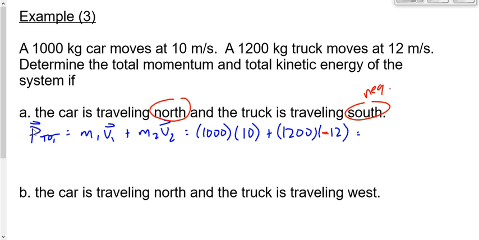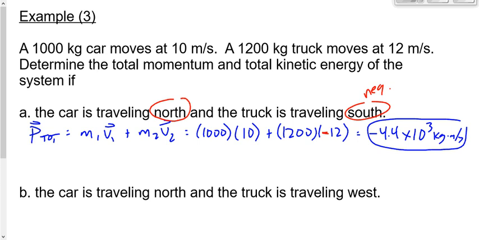Okay, we add those up. We end up getting negative 4.4 times 10 to the 3 kilogram meters per second. So the momentum of the car is positive. The momentum of the truck is negative. Because the truck has more momentum, the total momentum ends up being negative. Not crazy hard, but you can see how easy it would be to forget to put that negative in there. And of course, if you do that, you get the wrong answer.